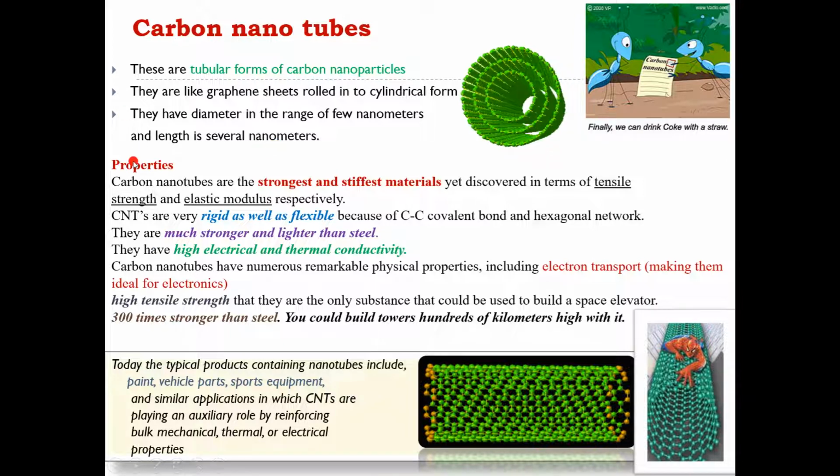In spite of being very light, they are the strongest and stiffest material. They have very good tensile strength and elastic modulus. They are very rigid yet flexible. And in CNTs the carbon is sp2 hybridized. Because of the hexagonal network structure, the bonds are quite strong because they're sigma bonds, and the unhybridized p orbital has one electron. This makes it a conductor, because of that one free electron.